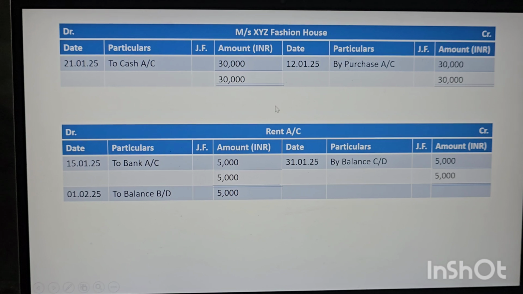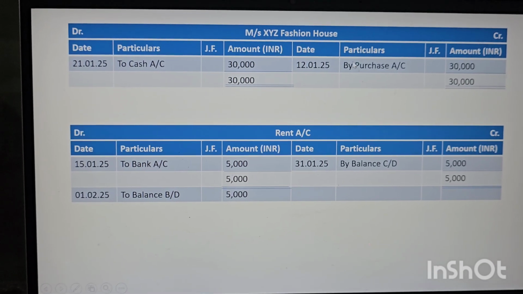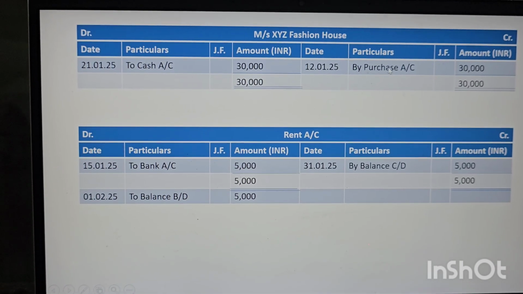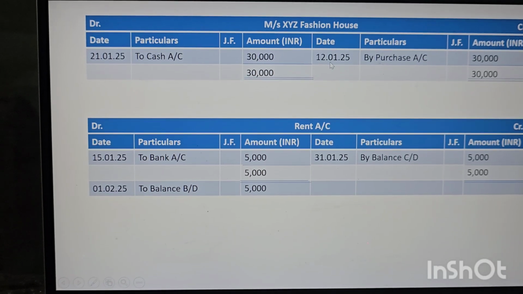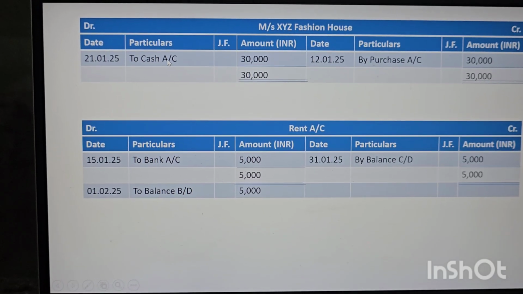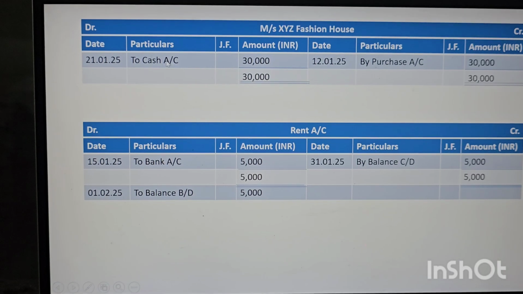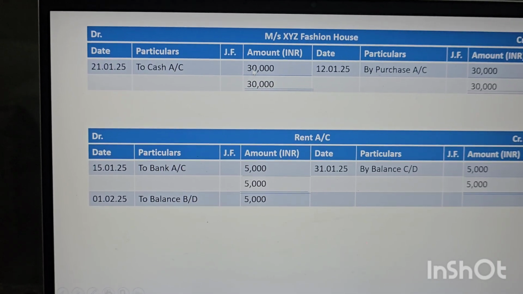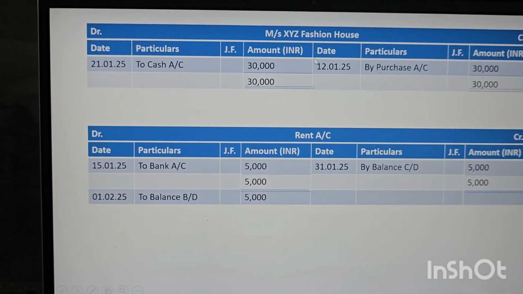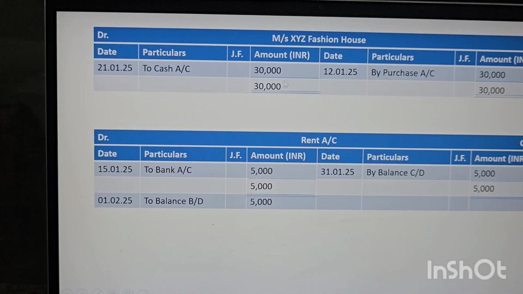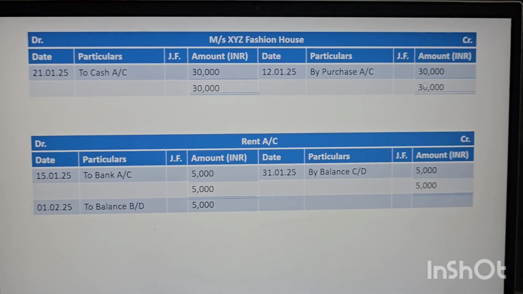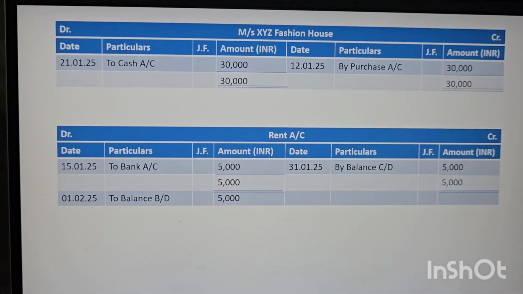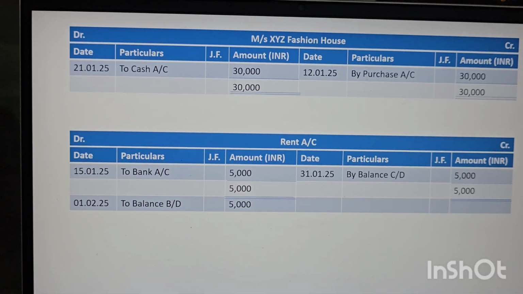So in this case what has happened, we have purchased from them of 30,000, and then we have made the complete clearance of the payment through cash. We have paid everything of 30,000, so there is nothing due, there is nothing open on the account. So in this case the debit side and the credit side is equal, so there cannot be any balancing amount being carried forward or brought forward in this case.